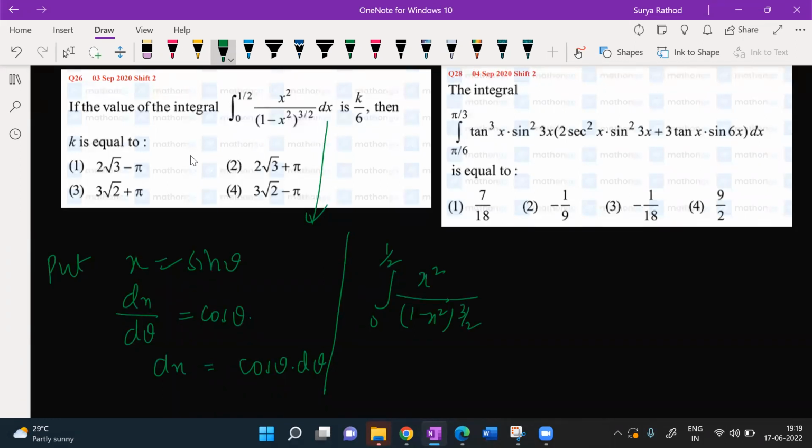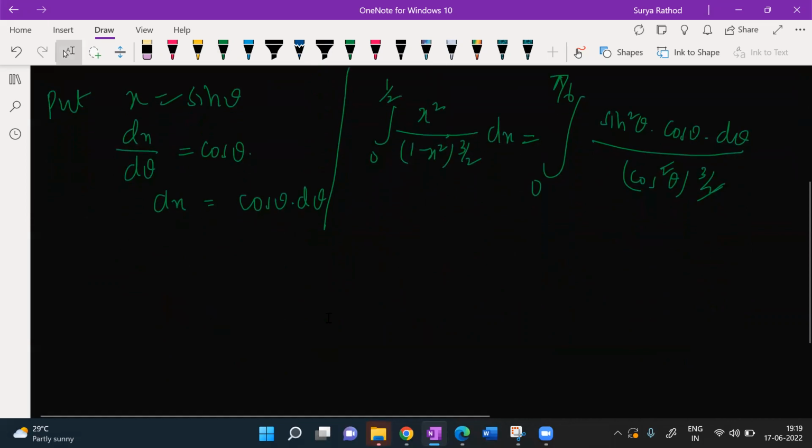whole to the power of 3 by 2 dx can be written with the limits changing. Limits will be changing from where to where? 0 to pi by 6. So sine square theta into cos theta d theta. Why? Because dx can be written as cos theta d theta, and 1 minus x square is nothing but sine square theta. Sorry, cos square theta. So cos square theta whole to the power of 3 by 2. The square and the square root cancel, and you will be left with cos cube theta in the denominator, correct? So cos cube theta, let me write it directly in the denominator.